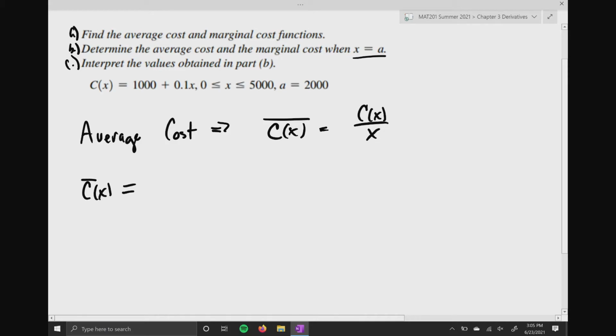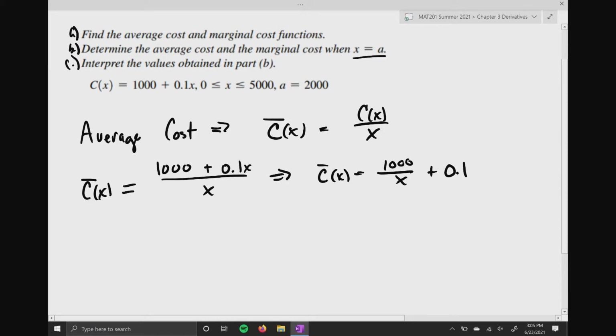Sorry, I made that bar way too wide. So the average cost is going to equal 1,000 plus 0.01x, all divided by x, which simplifies down into 1,000 over x plus 0.1. So this is the average cost.